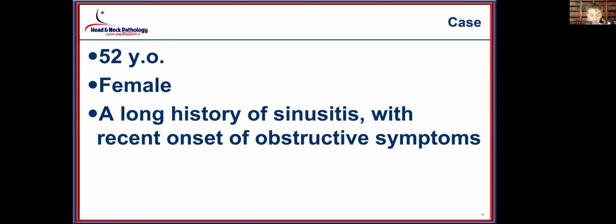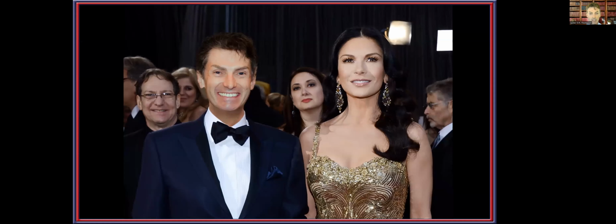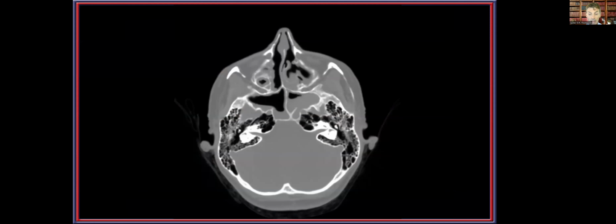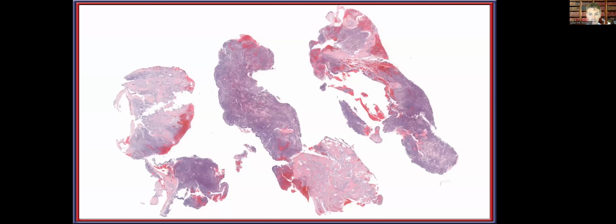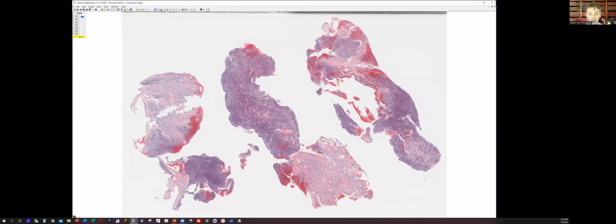So again, I always like to start off with a case, a 52-year-old female with a long history of sinusitis. This is, of course, not the patient, although who would not mind having her as a patient? Here you can see a diagrammatic representation from the imaging to demonstrate the neoplastic or lesional tissue in this patient. So let's go and drive this case, because I usually like to drive one of these and show what it is that we see histologically.